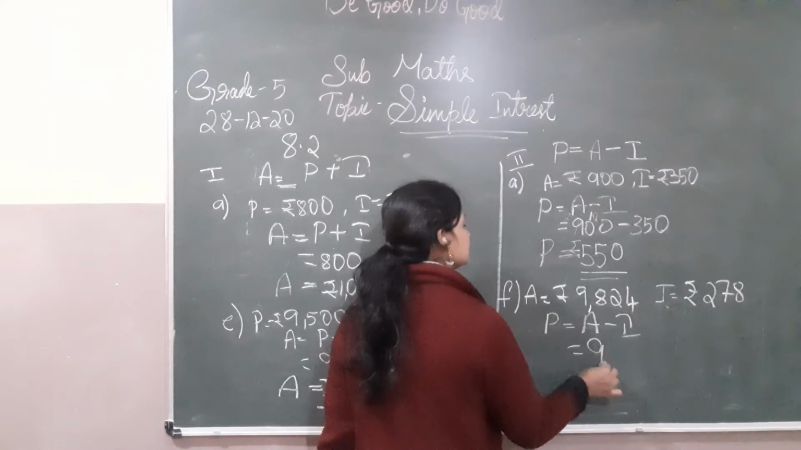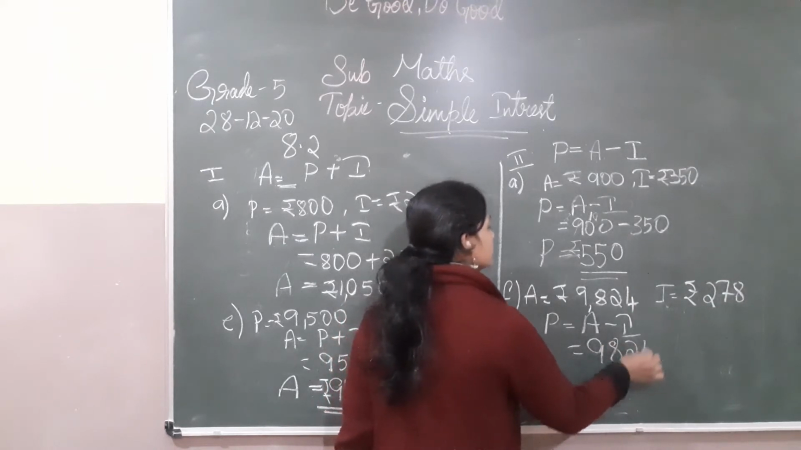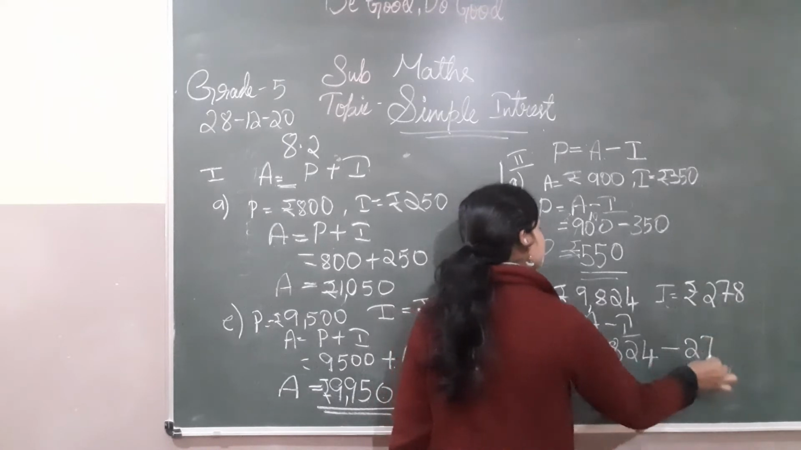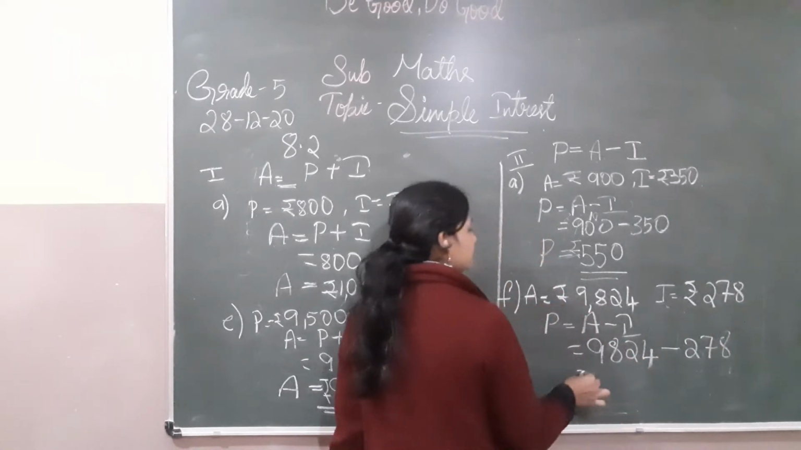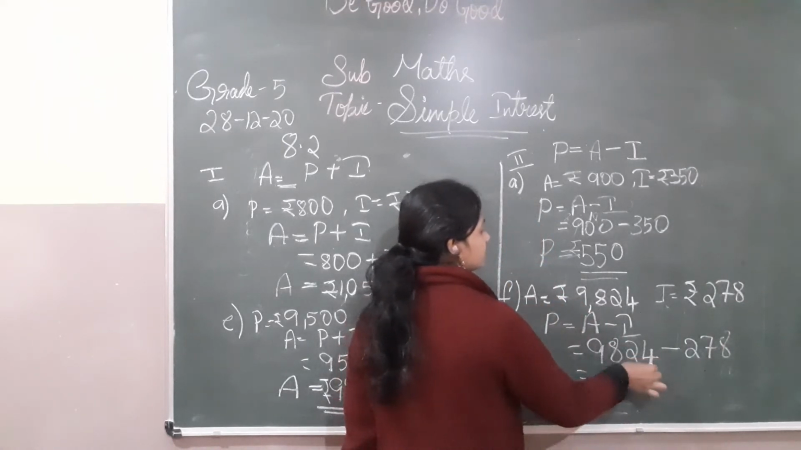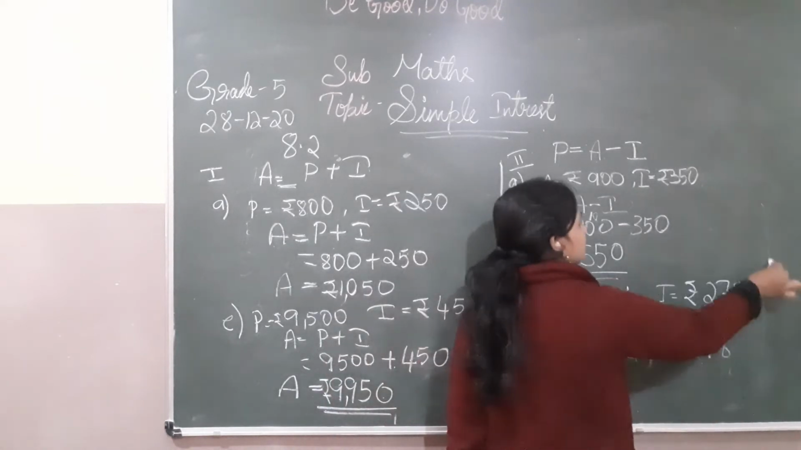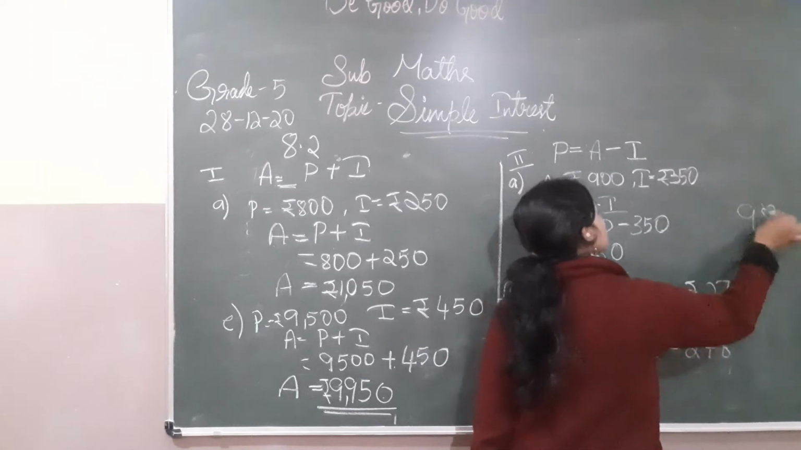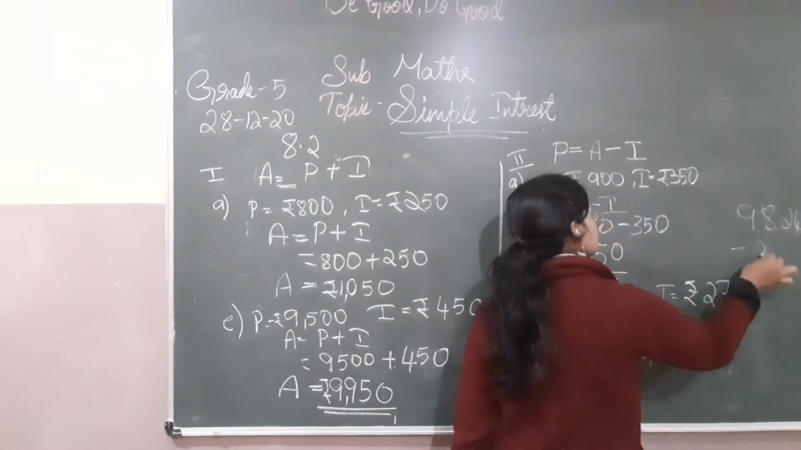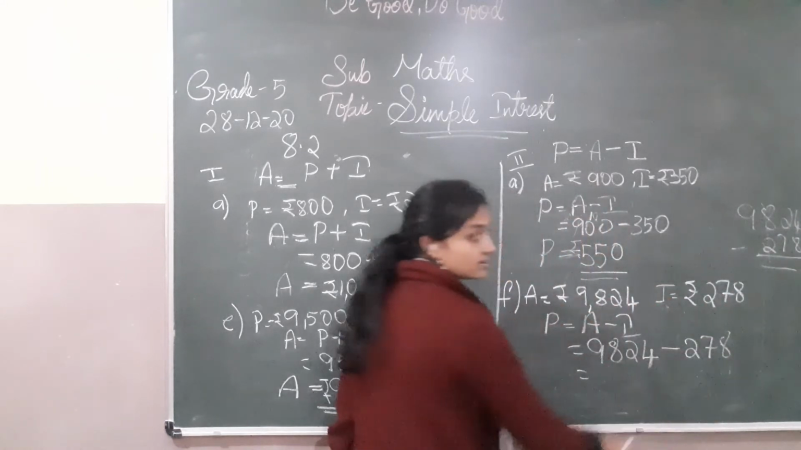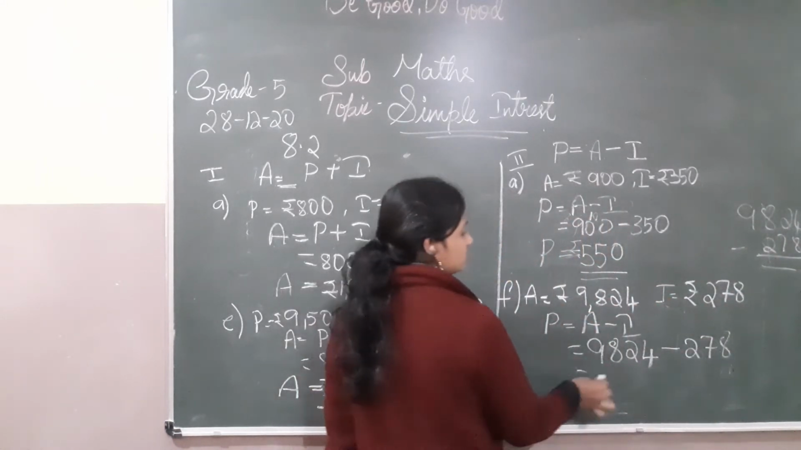A is 9,824 minus I is 278. Subtract them, what do you get? So children, if you want to subtract them in a horizontal way, you can write it vertically like this, 9824 and minus 278 like that, and write the answer here. Okay, so I am going to write it in a horizontal way.